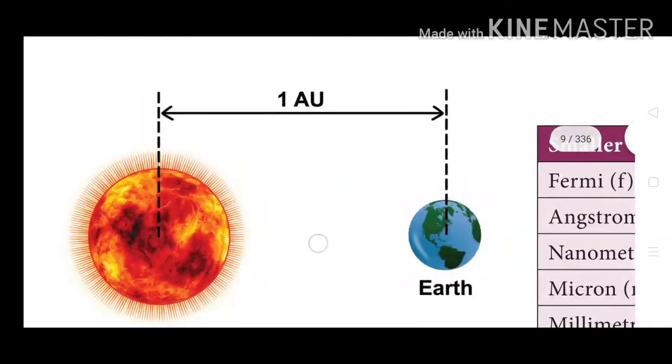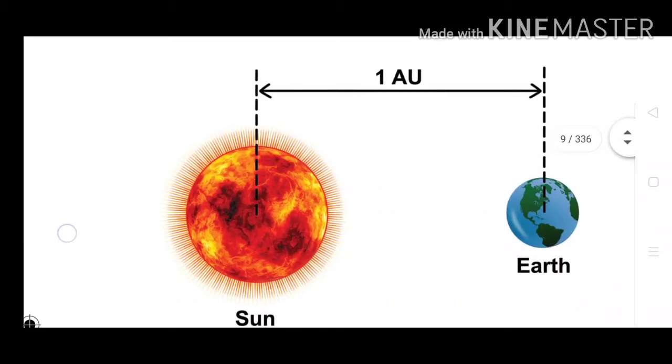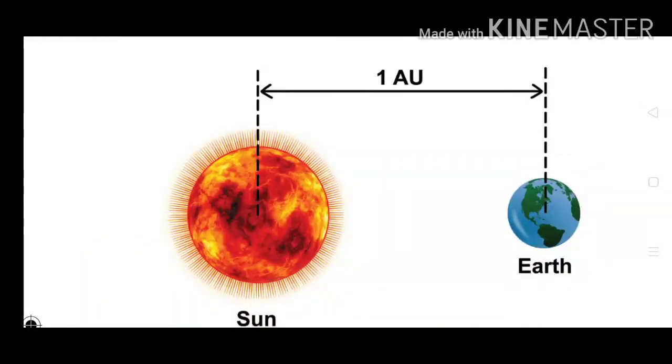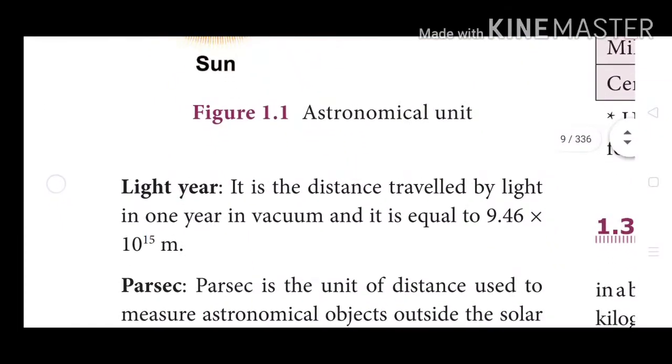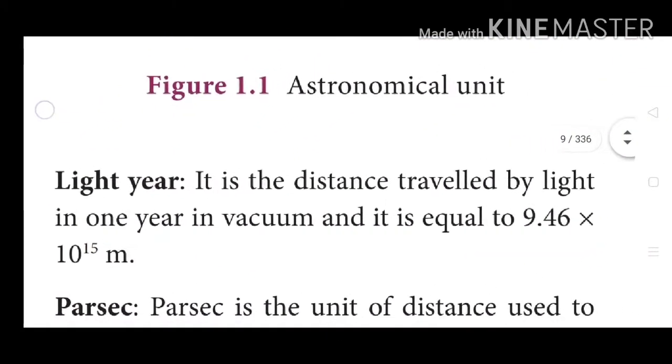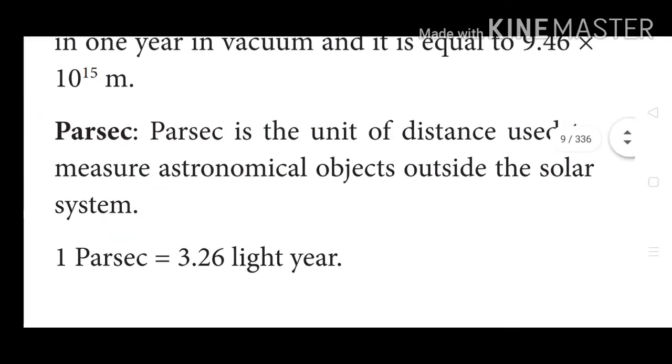You can understand the astronomical unit by seeing this diagram. See, there is the distance between the center of the sun to the center of the earth. Now we move on to light year. What is meant by light year? Important two more questions, children. Keep in your mind. Light year is the distance traveled by light in 1 year in vacuum, and it is equal to 9.46 10 power 15 meter. Next is parsec.